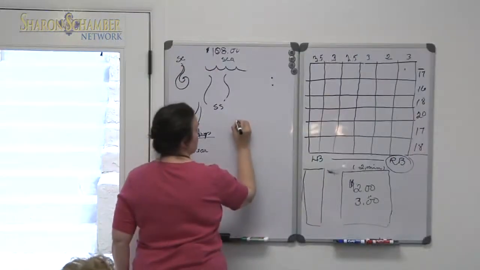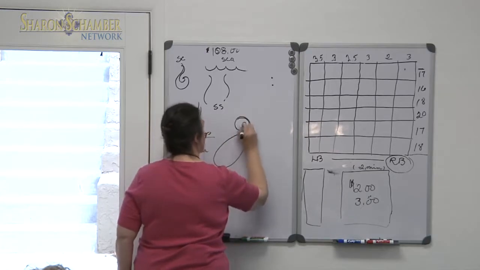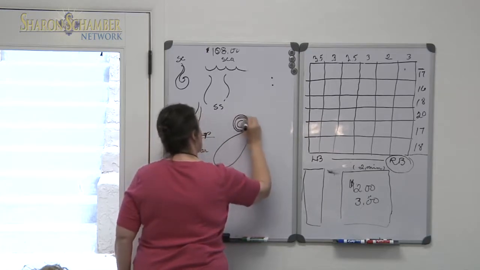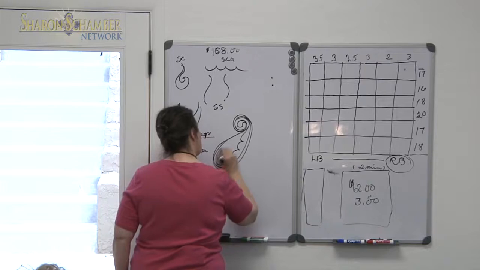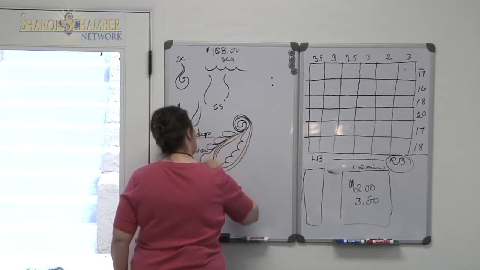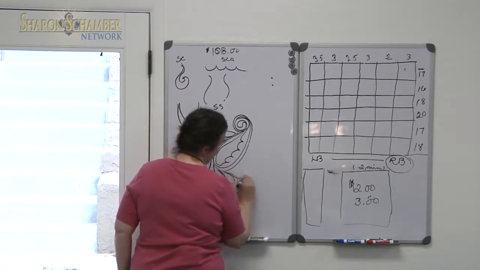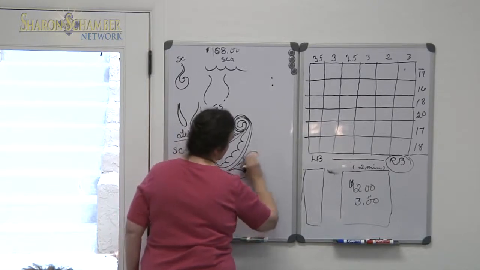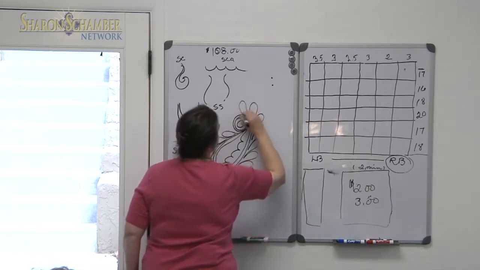Paisley starts with a small s, big tail. Let's put some scallops on the inside, and feather the little booger. Can you see how this works? And the minute that you know these shapes, that's when you get rhythm.